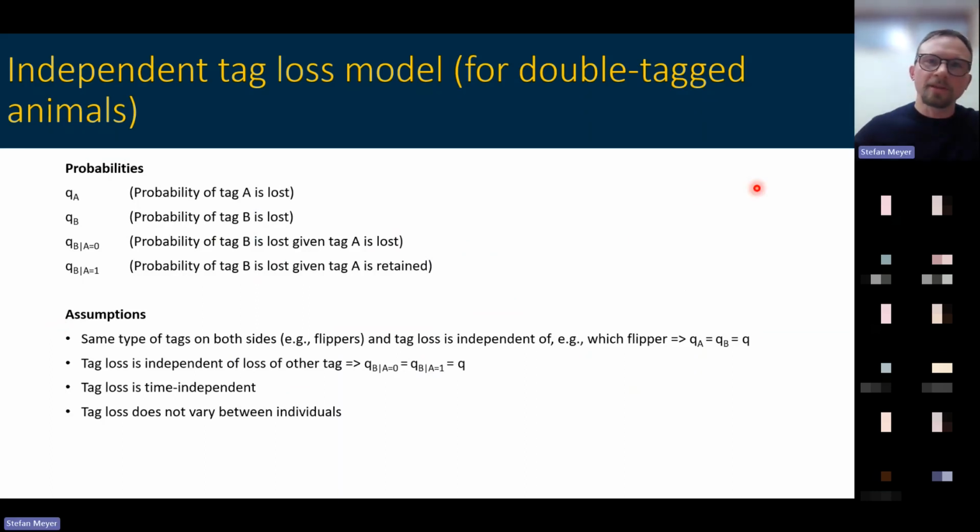Before I derive the different transition probabilities, I need to define a few things. So first of all, our tag loss probabilities. In theory, we can have separate tag loss probabilities for each flipper. So we have probability, I labeled it here as Q. So Q_A, which is the probability of tag A is lost. Q_B is the probability of tag B is lost.